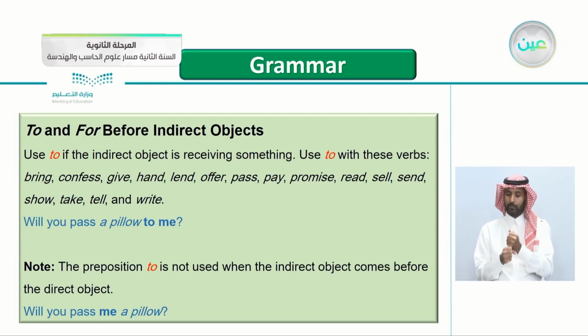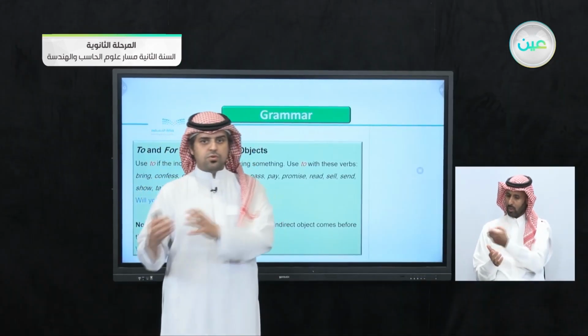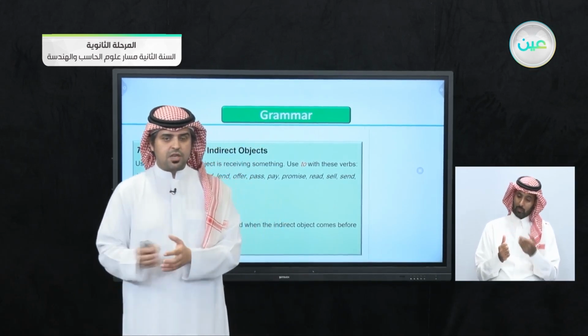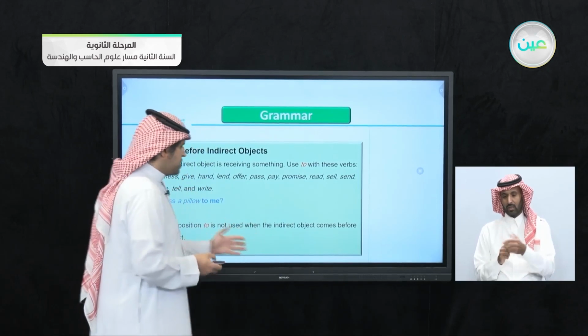It's the same example here. Can you pass me a pillow? Or can you pass the pillow to me? So if the indirect object comes before the direct object, we don't use the preposition to.